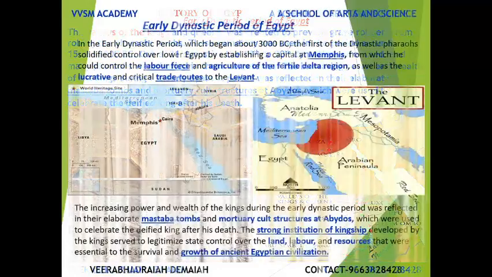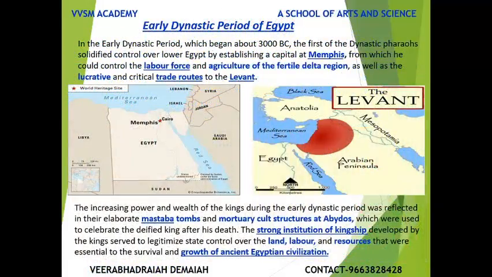Well, friends, continuing with the early dynastic period of Egypt, which began about 3000 BC. The first of the dynastic pharaohs solidified control over Lower Egypt by establishing a capital at Memphis, from which they could control the labor force and agriculture of the fertile delta region, as well as the lucrative and critical trade routes to the Levant, the Red Sea region and the Mediterranean coastal region of Egypt.